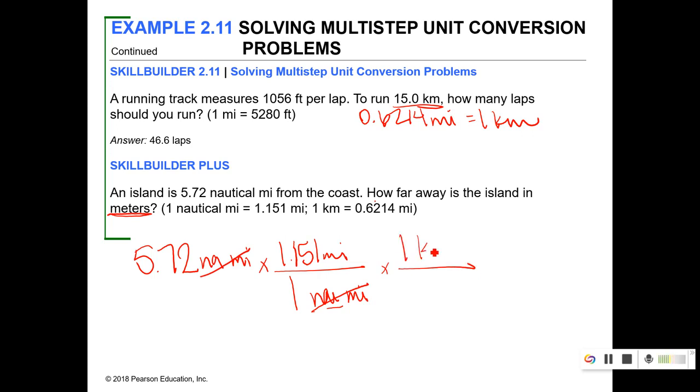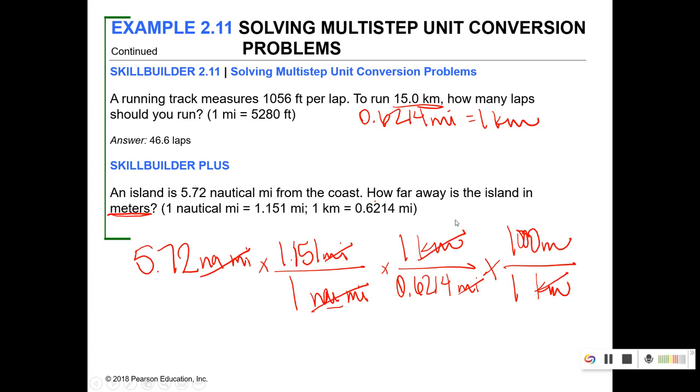And I know that 1 kilometer is 0.6214 miles. And then it asks for meters. Remember, that one's not given to you because you need to know in 1 kilometer there's 1,000 meters. Kilo means 1,000. Once we get to the unit we want, we're good to go. We do our solving. So 5.72 times 1.151 divided by 0.6214 times 1,000. And I get 10,594 meters. Sorry, 95, because that rounds up.